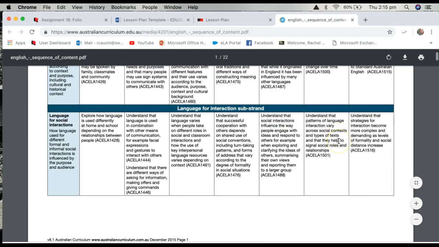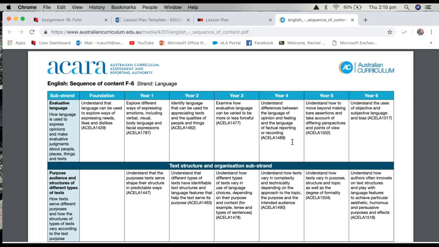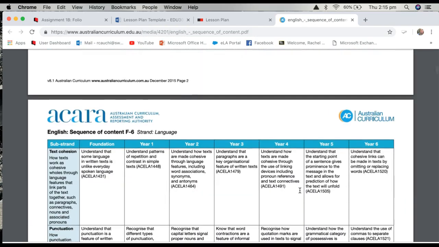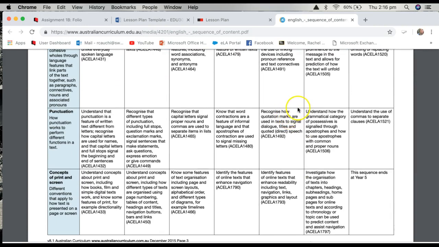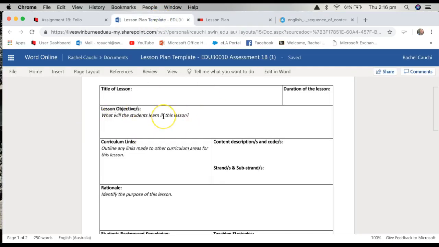So if you understand, and we'll scroll down a little bit, so say at grade 4 level that kids need to understand the difference in the language between opinion and feeling when they're doing their factual reporting, that could be the objective of your lesson. Or whether they're going to be able to, let's scroll down a little bit more, use quotation marks, or identify the features of online text. So if you use the curriculum as a guide, that will help you with your learning objective and being able to write what your learning intention is.